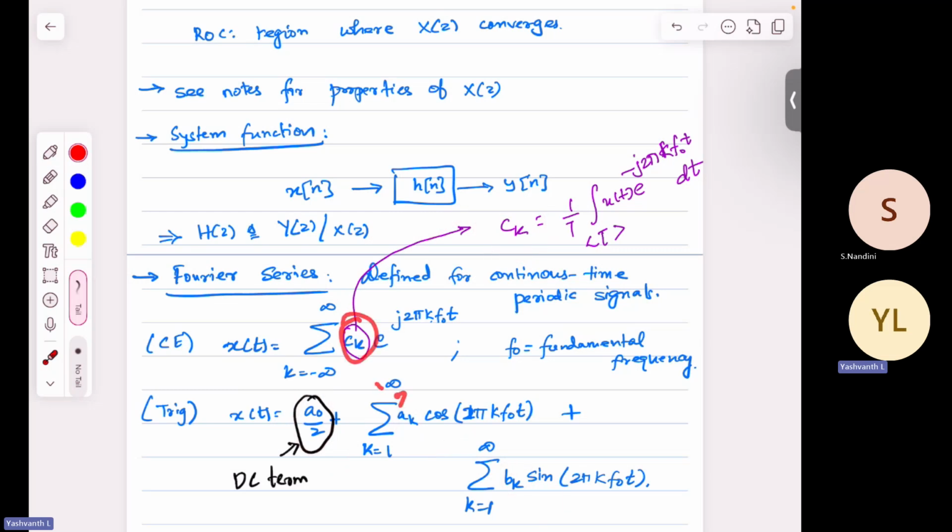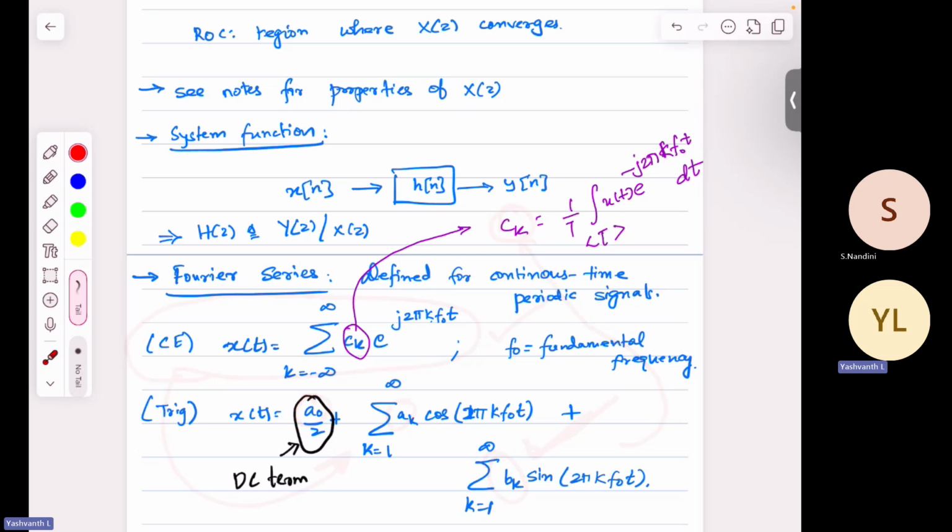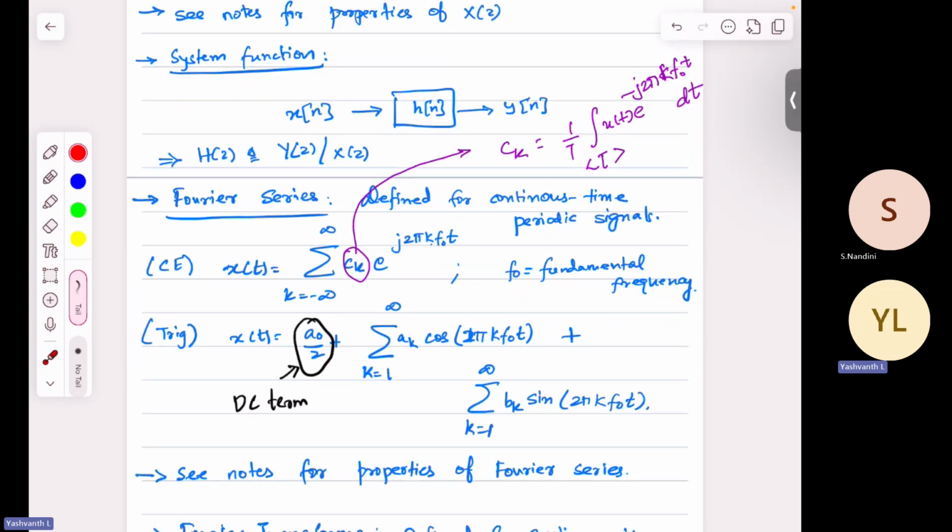We also saw that there is a relation between all ck's and ak's. It's not that they are completely independent. If someone gives you the value for ck, you can uniquely write down a naught, ak, and bk. That means if someone gives you the complex exponential Fourier series, you can write down its trigonometric Fourier series, and vice versa. If someone gives you the value for a naught, ak, and bk, you can always write down the equivalent ck and construct the complex exponential Fourier series.